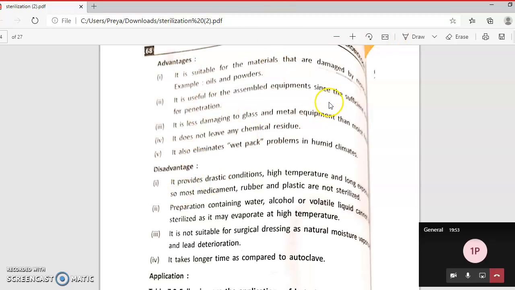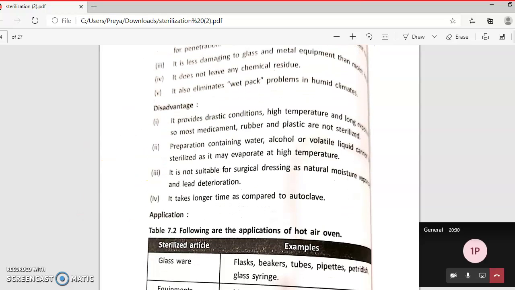It is useful for assembled equipment, for sufficient heat penetration. Glass and metals are all sterilized with this. Very important, it does not leave any type of chemical residue. We are not going to use any chemicals, so there is no chemical residue. It also eliminates wet pack. Wet pack means a place where there is no reaching of the heat to the material. It is called wet pack, and you can see this in the case of humid climate. Because of the high temperature it eliminates wet pack.